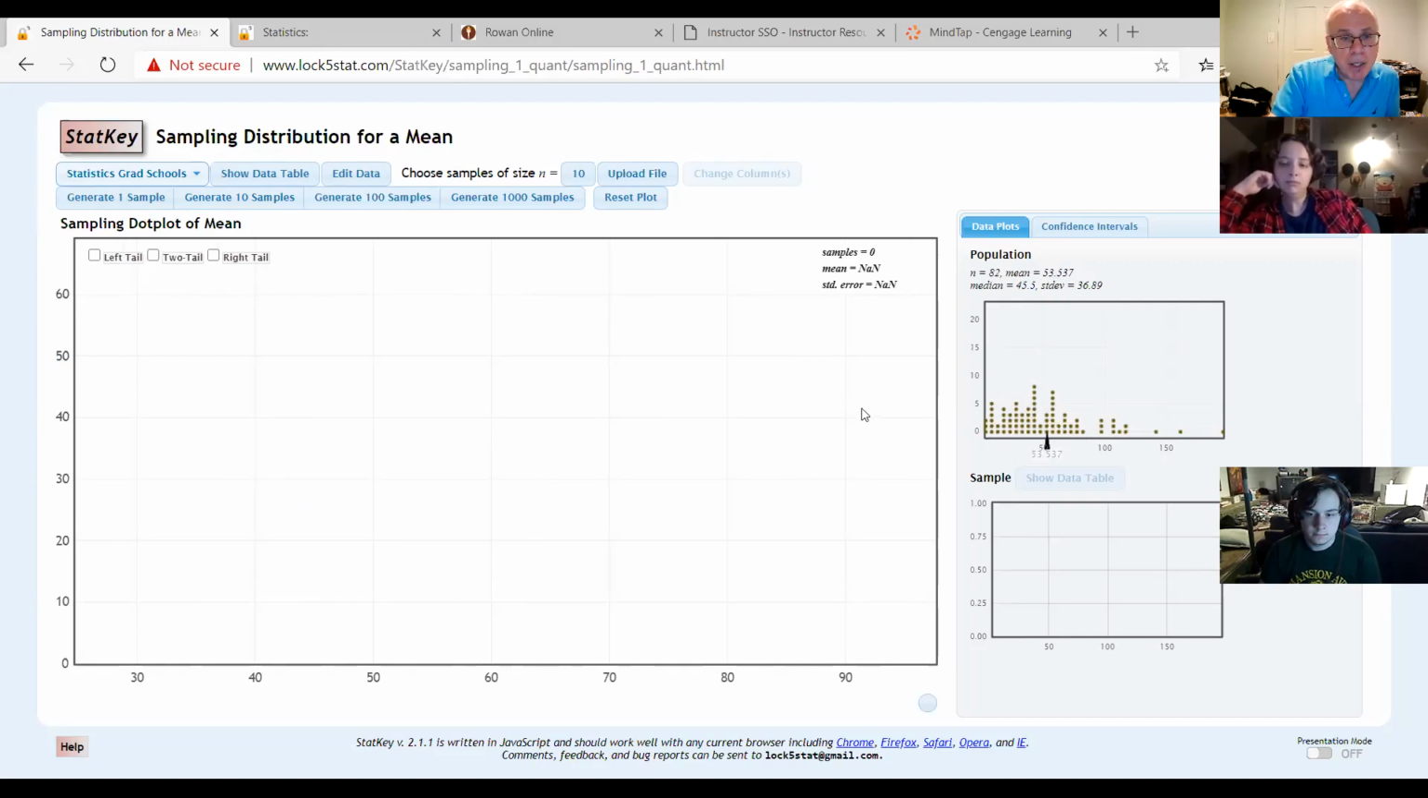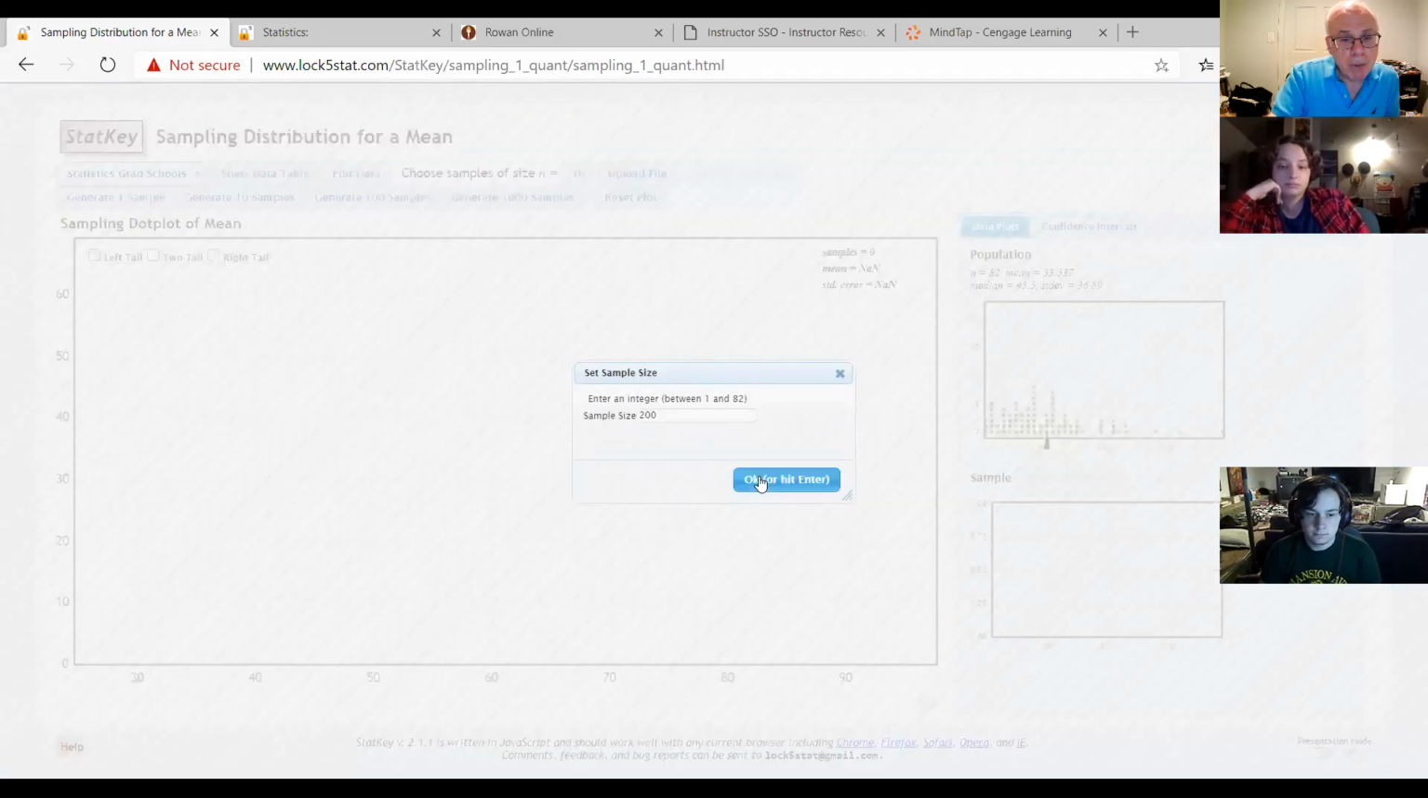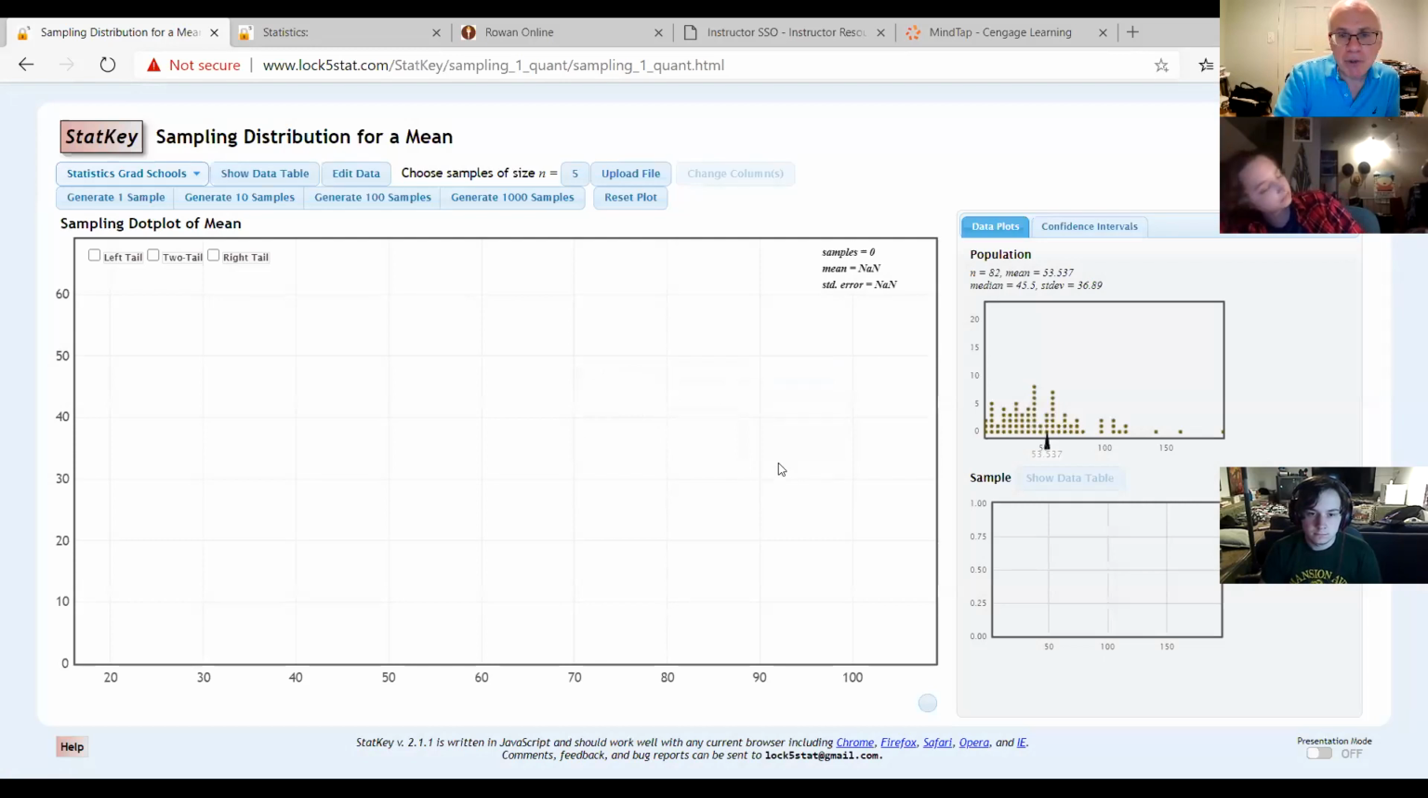And then you can generate random samples of size... again, I'm going to make them size 200. There we go. Oh, you know what? It's not allowing me to do that because there's only 82 in the population. So I'm going to say size 10 or 5. Let's make it size 5. Obviously, it can't have a sample size 200. There's only 82 in the population.